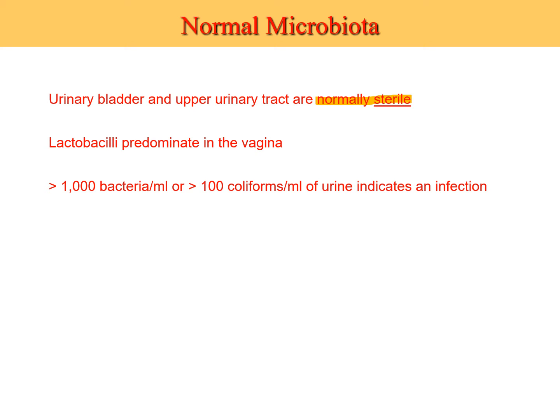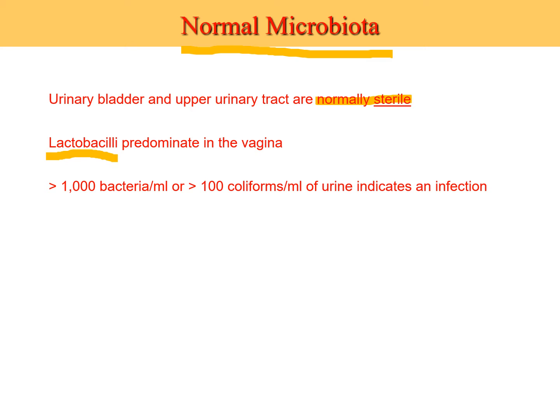In the female reproductive tract, there is a predominance of lactobacilli, which are non-pathogenic bacterial organisms present in the vagina. They're all part of the normal bacteria that are there.